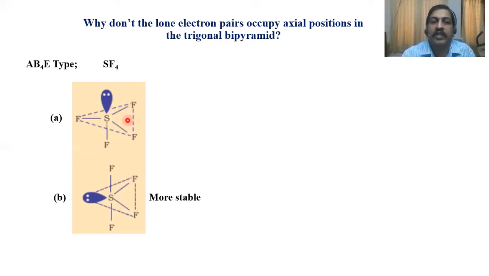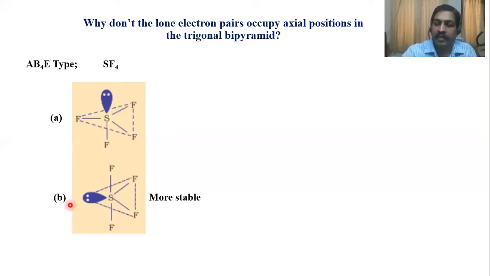Now in case of structure B, the lone electron pair occupies equatorial position and it is perpendicular to two axial bonds. So the lone electron pair in structure B is perpendicular to only two bonds, whereas in structure A, the lone electron pair is perpendicular to three bonds. So the amount of repulsion is less in structure B than in A. So structure B is the more stable structure, in which the lone electron pair is in equatorial position.